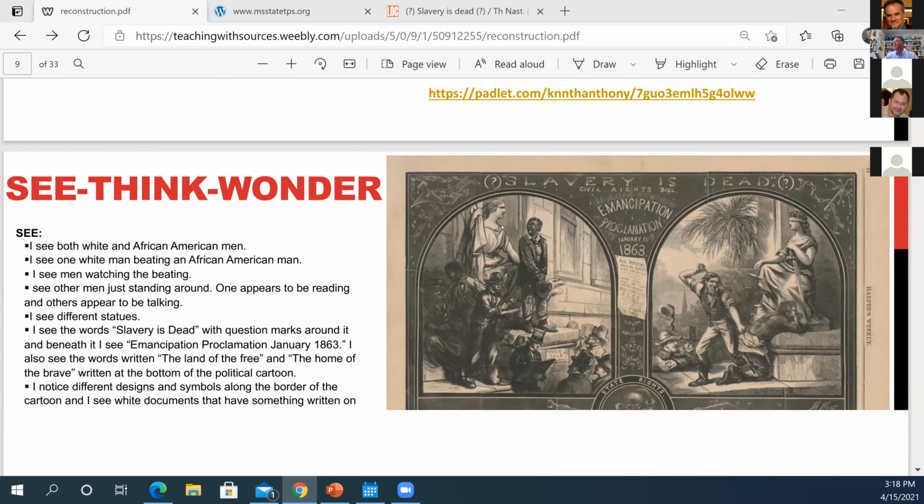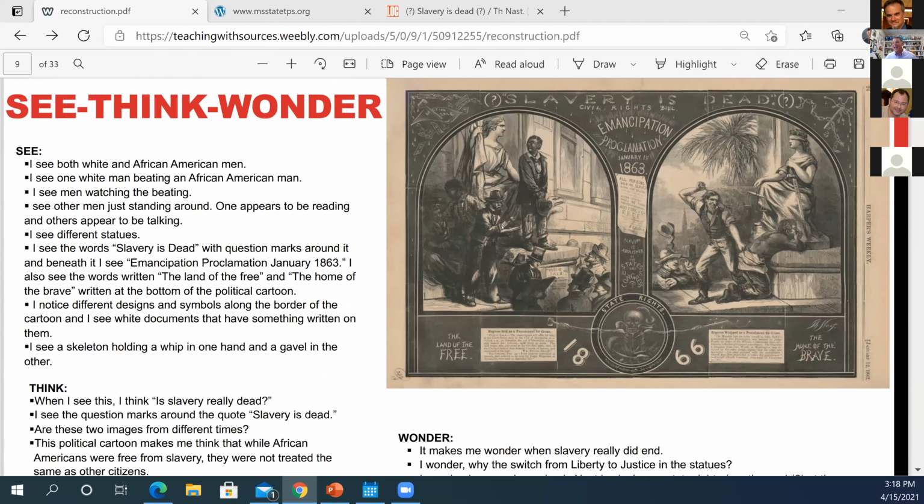But since we're not going to do the See, Think, Wonder, I had some students do a See, Think, Wonder on this. And these are the things that they came up with. So you can see, they see both white and African-American men. One white man beating an African-American man. You see that on the right side in the right panel. I see other men just standing about. And some of them even look like they're enjoying what they're seeing. One appears to be reading and others appear to be talking. So over here, it looks like the auction or the sale.